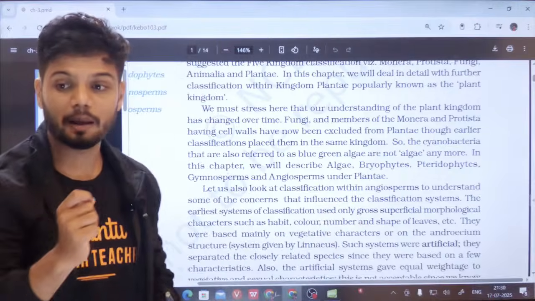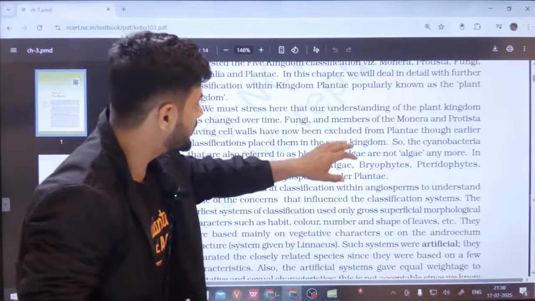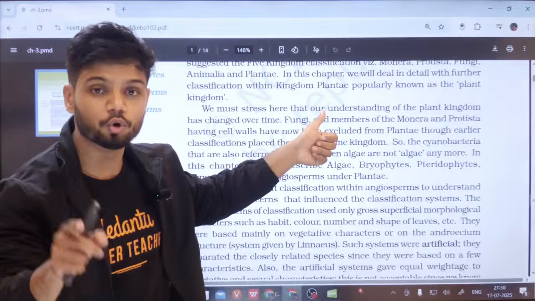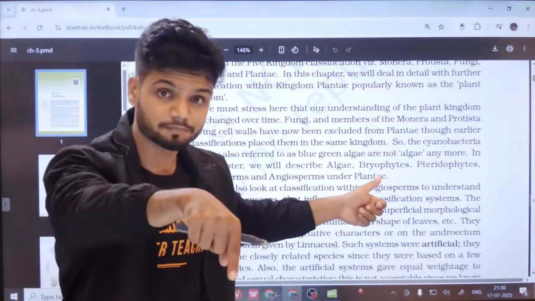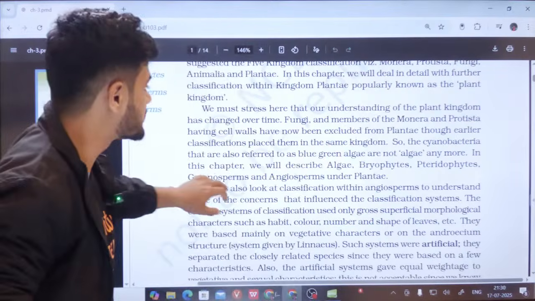So students, initially what happened? Initially your fungus was here. I told you fungus was present. Fungus and Monera were part of this group itself. Then they were excluded separately.